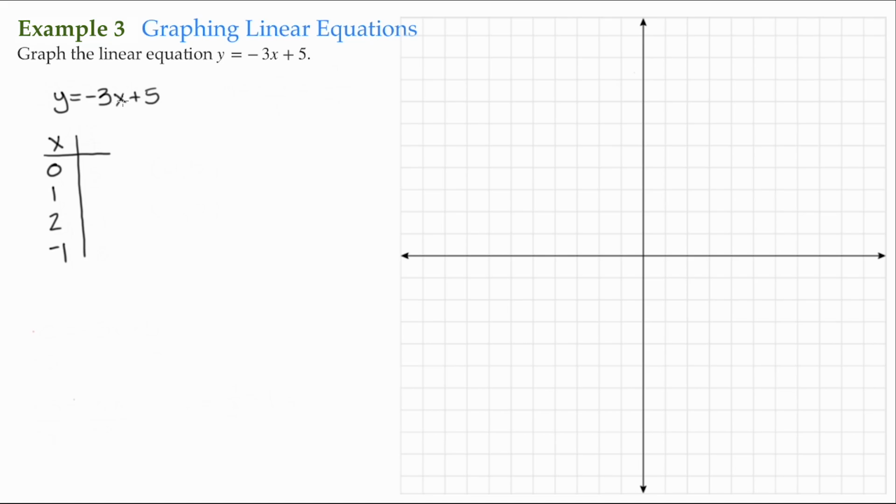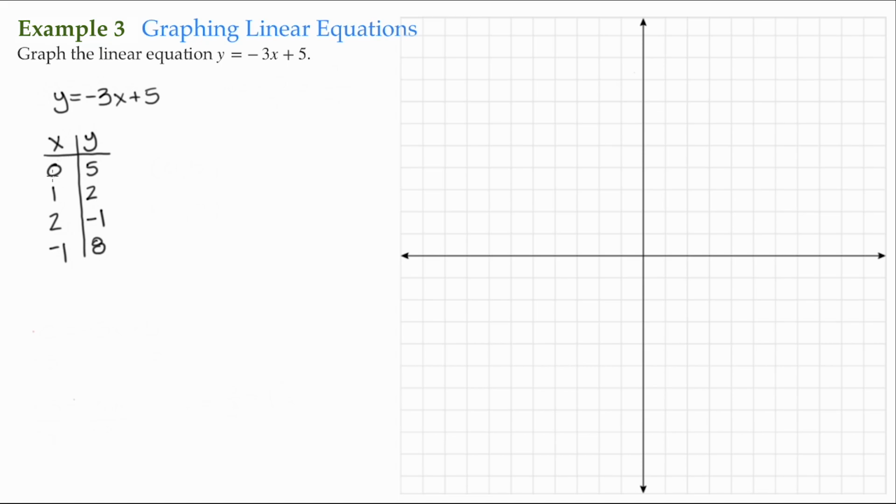So then when x is 0, then y is equal to negative 3 times 0. That's 0 plus 5. So then y is equal to 5. When x is 1, y is equal to negative 3 times 1. That's negative 3 plus 5. Then y is equal to 2. Y is equal to negative 3 times 2 when x is 2. Negative 3 times 2 is negative 6 plus 5. That's negative 1. And then when x is negative 1, y is equal to negative 3 times negative 1. That's 3 plus 5. Then this winds up being 8.